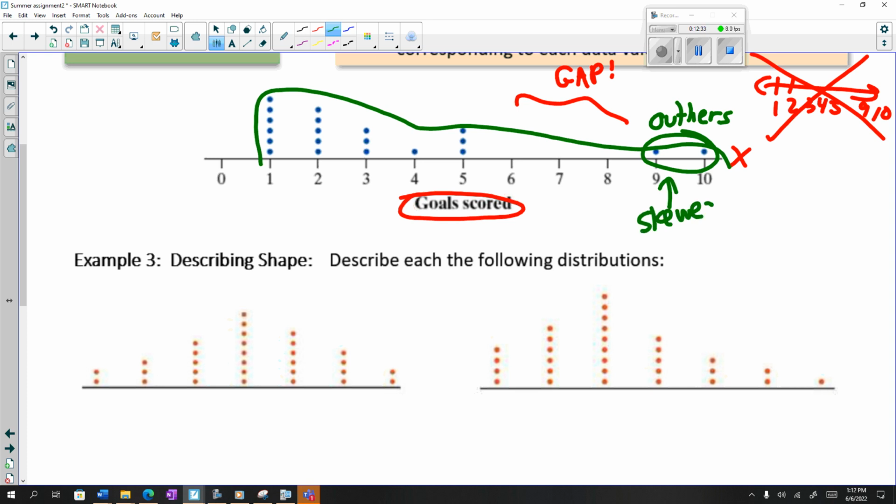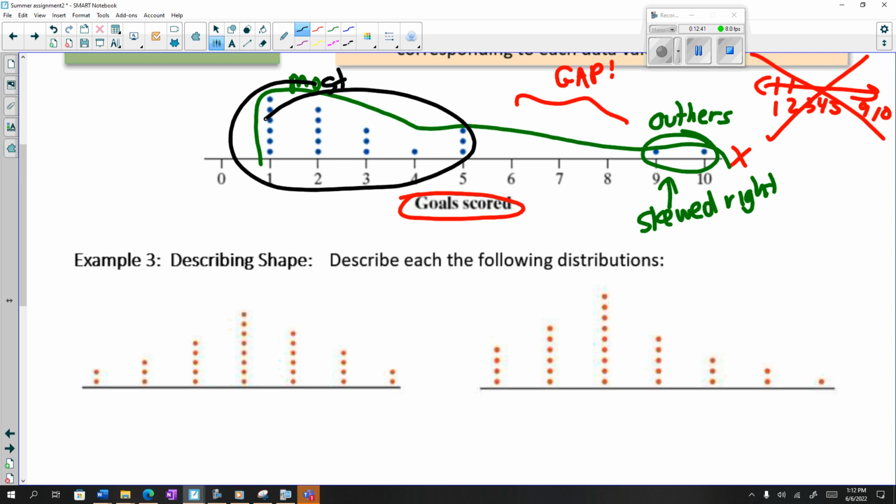And the reason why it's skewed right is because most of the data is actually on the left, and it's more typical that most people are going to be scoring between 1 and 5 goals, but there's a few rare people who are scoring 9 and 10 goals. All right, I don't know if this was about people or a team, but basically that's very rare to happen.